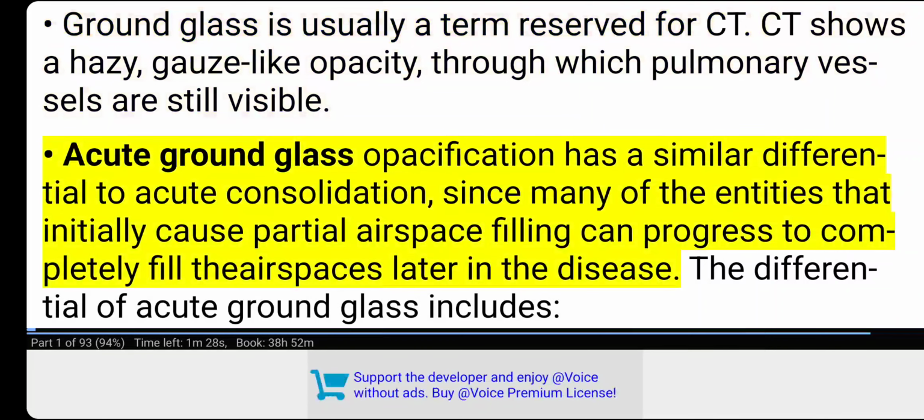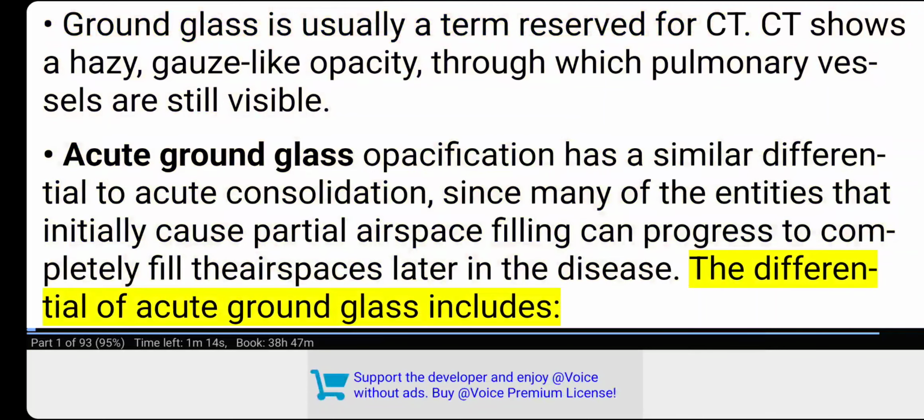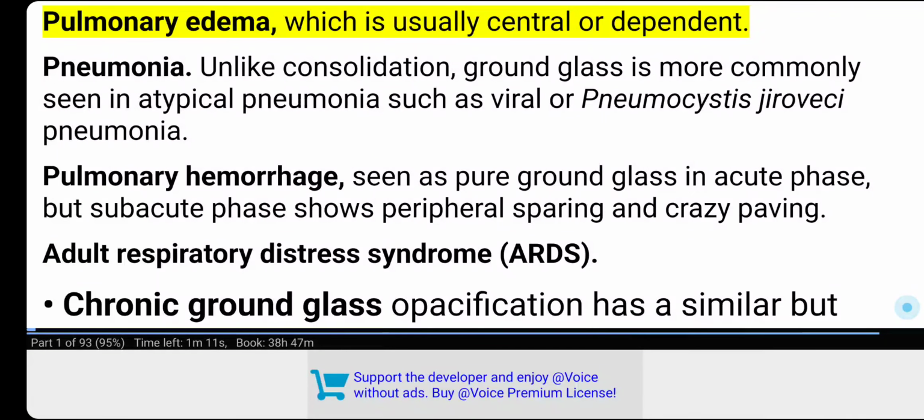Acute ground glass opacification has a similar differential to acute consolidation, since many of the entities that initially cause partial airspace filling can progress to completely fill the airspaces later in the disease. The differential of acute ground glass includes pulmonary edema, which is usually central or dependent. Pneumonia. Unlike consolidation, ground glass is more commonly seen in atypical pneumonias such as viral or pneumocystis jirovecii pneumonia. Pulmonary hemorrhage, seen as pure ground glass in acute phase, but subacute phase shows peripheral sparing and crazy paving. Adult respiratory distress syndrome, ARDS.